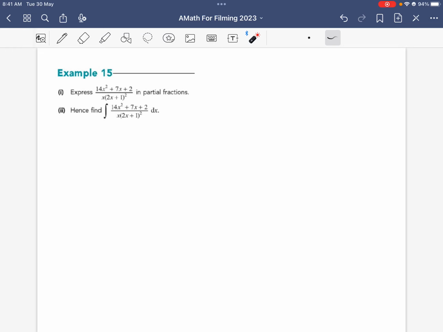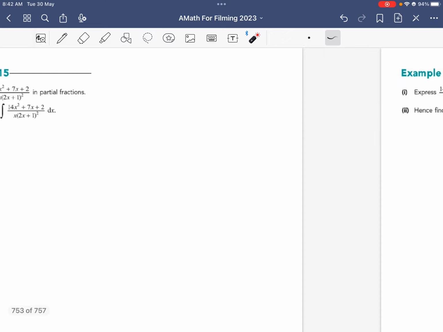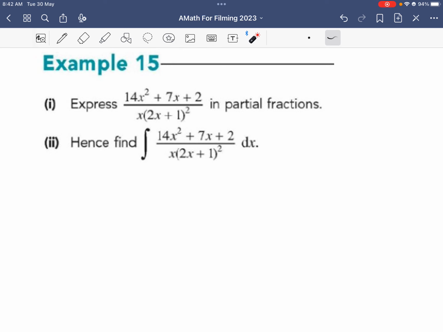Okay, now let's do example 15. As I was saying in class, the questions become a bit more complex when they combine topics together. One of the very common ways that the integration of the form 1 over x and 1 over ax plus b will appear is that they will combine it with the topic of partial fractions. If you can remember, we need to do partial fractions first.